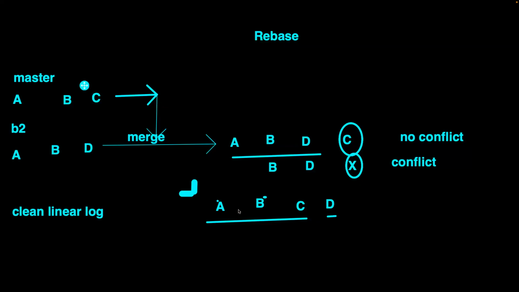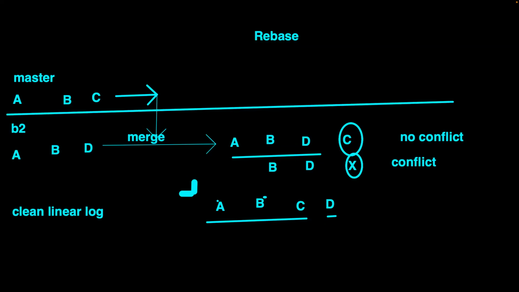Here it's nothing but you are rewriting the log history. Functionality wise it's the same, you are integrating changes from one branch to another branch. But the concept is that you are rewriting the log history in such a way that it will show you a clean linear log history. This is called rebase.